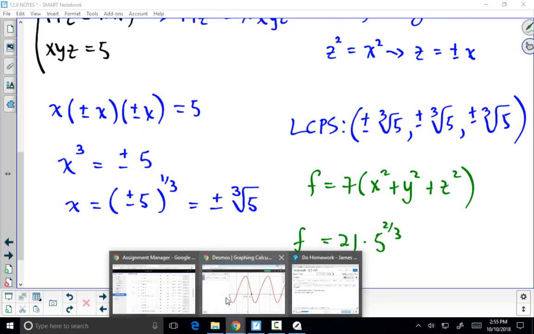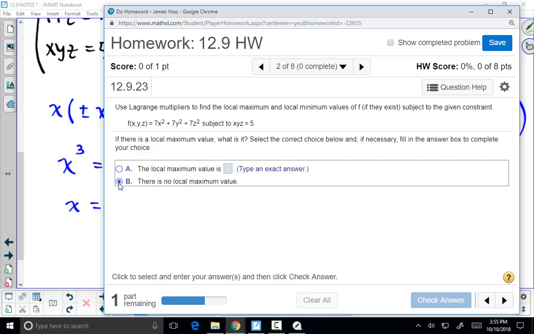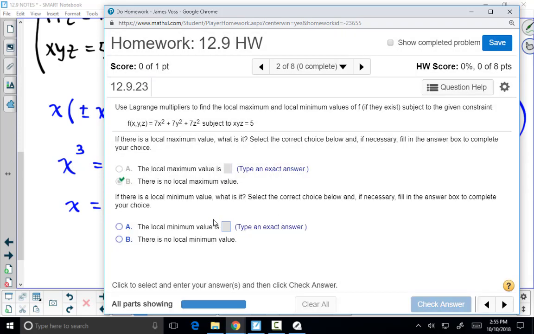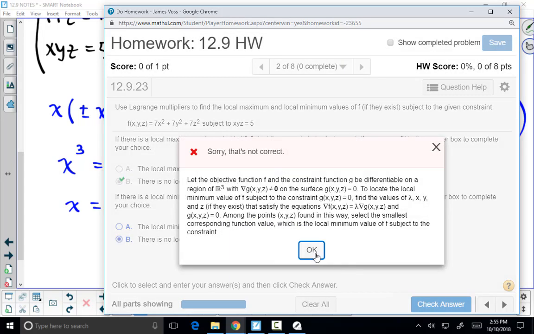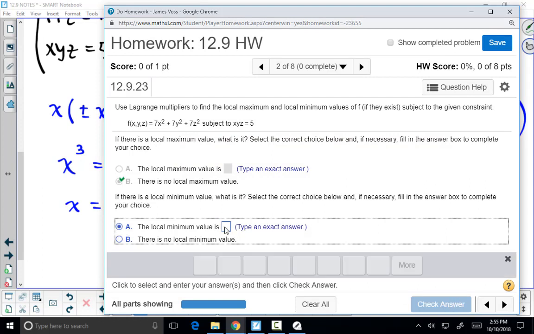But even if they're all the same, doesn't that still mean that they're all local maxes? They could still all be local maxes? Yay! They're all local maxes? Oh. Nope. It's a min. So it's a min.